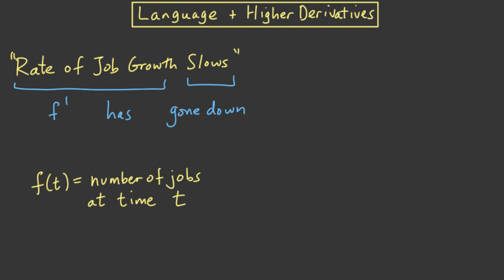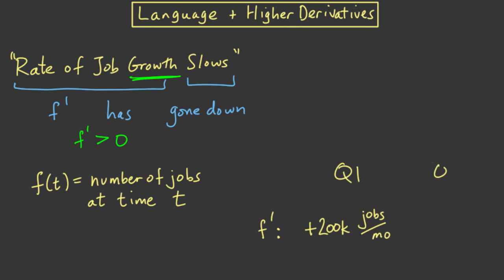How exactly has it gone down? Well, the key is this word "growth." That implies that the number of jobs has been growing. So the rate of change in the number of jobs, f prime, has been positive. It may have been something like plus 200,000 jobs per month in the first quarter.